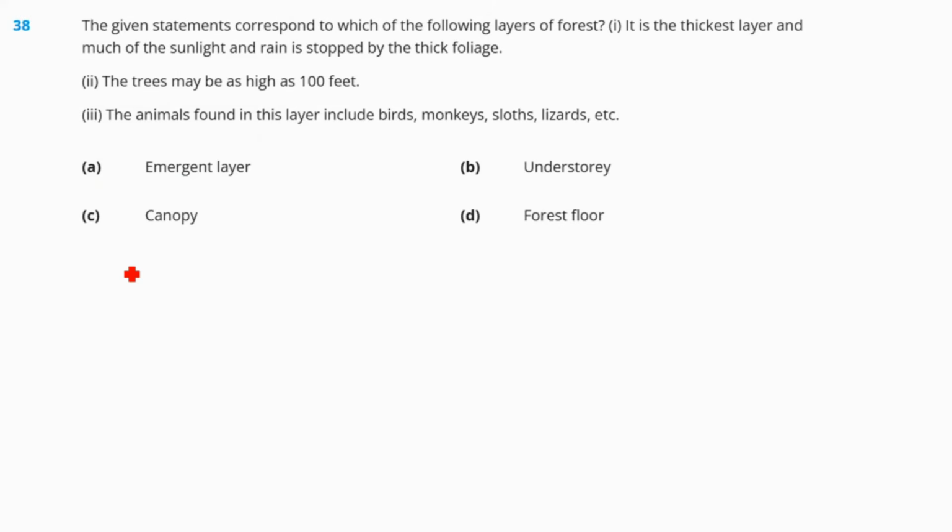Question number 38. The given statements correspond to which of the following layers of forest? Okay. The first statement says it is the thickest layer and much of the sunlight and rain is stopped by the thick foliage. The trees may be as high as 100 feet. The animals found in this layer include birds, monkeys, sloths, and lizards, etc. So you can understand these are the tall trees that cover the whole forest, the small trees also. So these are called the canopy of the trees. Okay. So C is the correct answer.